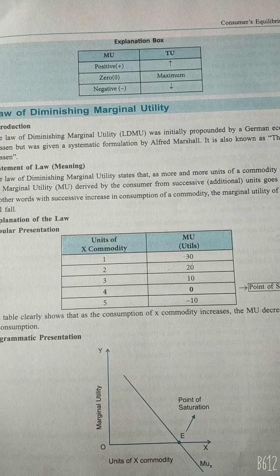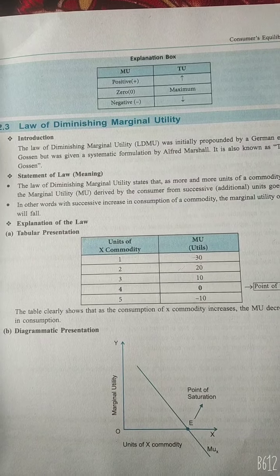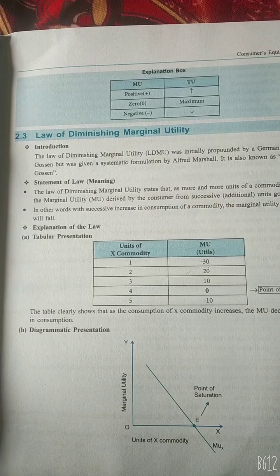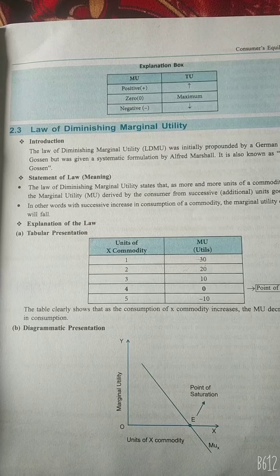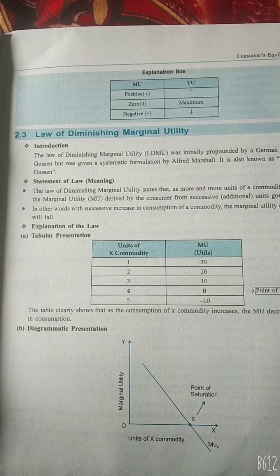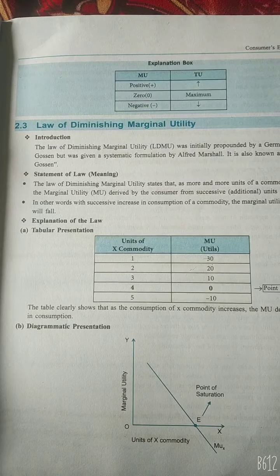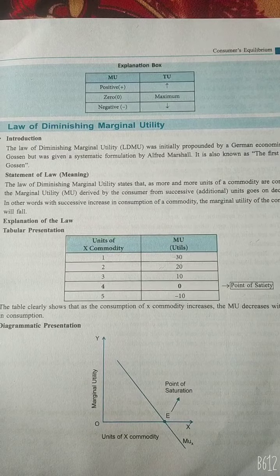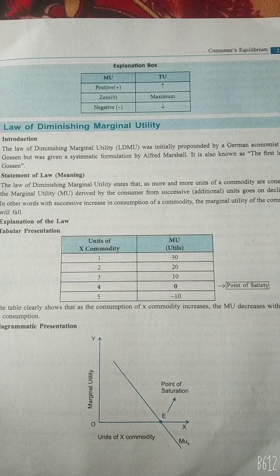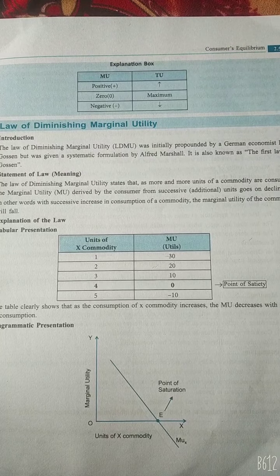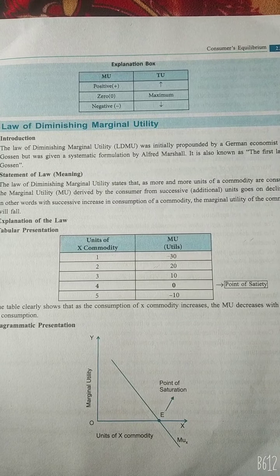The law of diminishing marginal utility states that as more units of a commodity are consumed, the marginal utility derived by the consumer from successive units goes on declining. In other words, with a successive increase in consumption of a commodity, the marginal utility of the commodity will fall. We can see in the tabular presentation the units of commodity X: 1, 2, 3, 4, 5, and the marginal utility in utils is declining, that is 30, 20, 10, 0, minus 10, and 0 is the point of satiety.